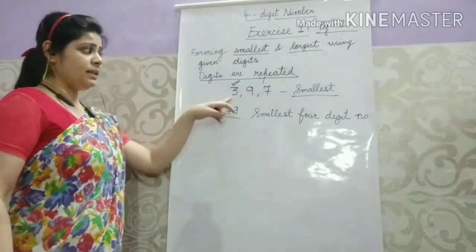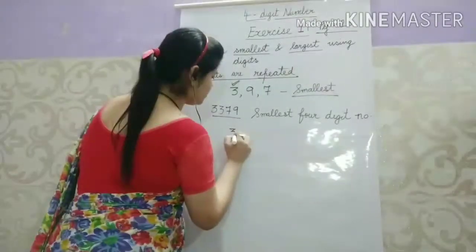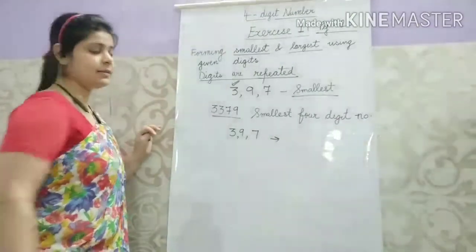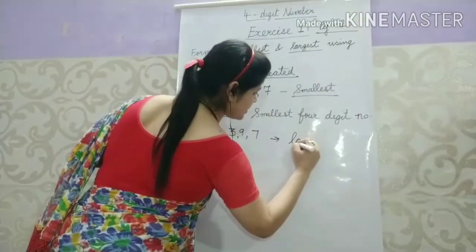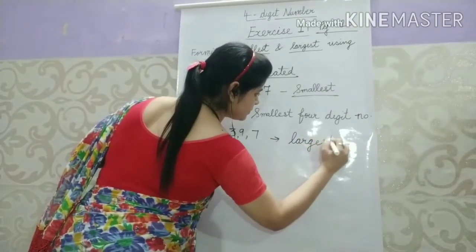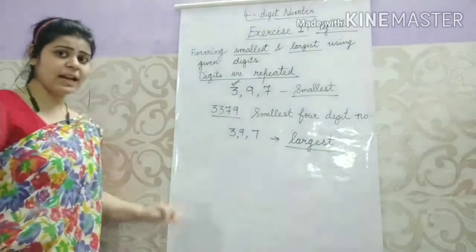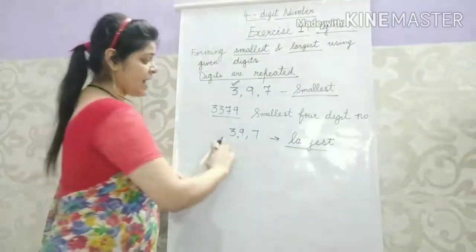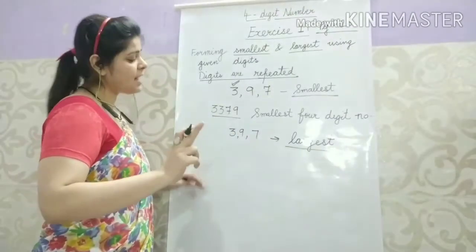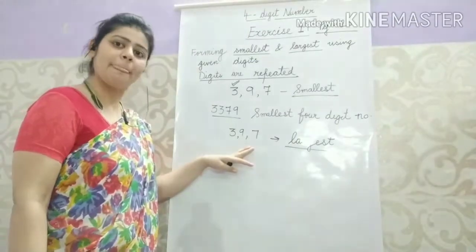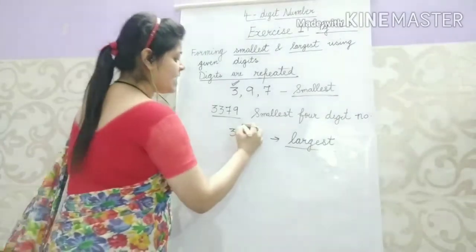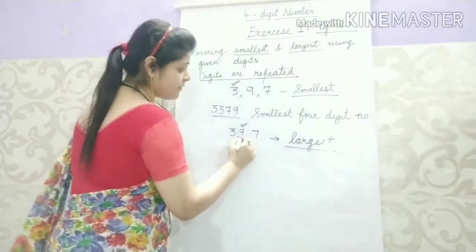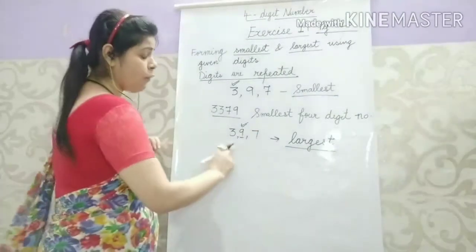Now, in this number we are taking only 3, 9 and 7. Now what do we have to form? We have to form the largest. Now how will we form the largest? So now focus on these 3 numbers, right? And now see which number is the largest in these 3. Yes, you are absolutely right. 9 is the largest of these numbers, right?